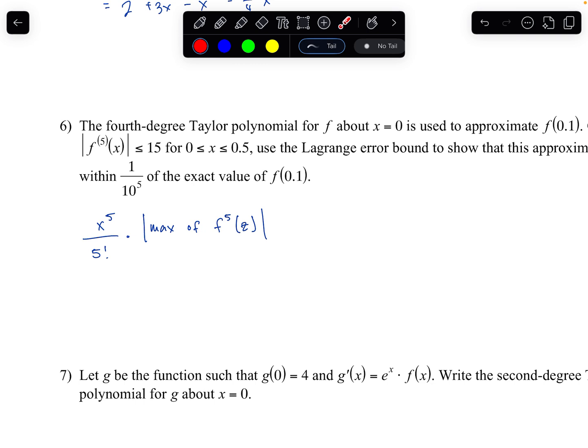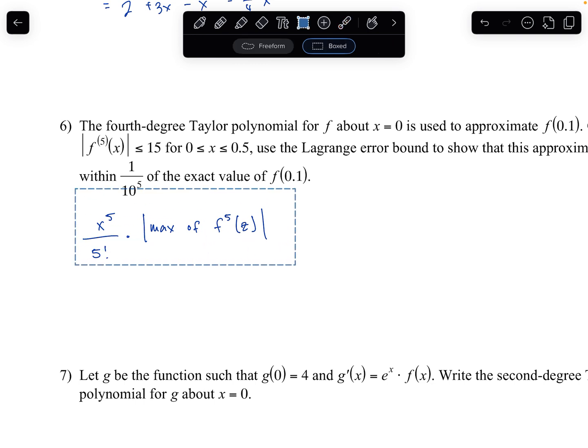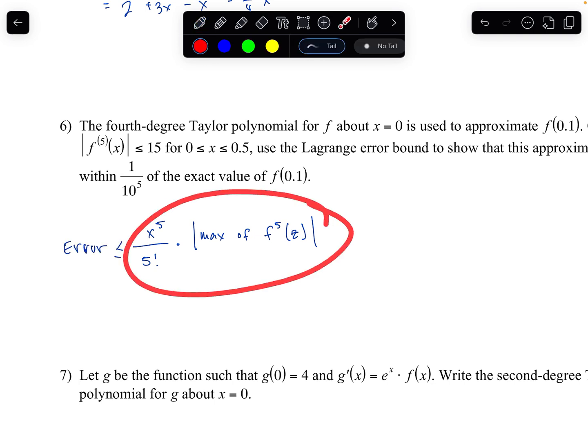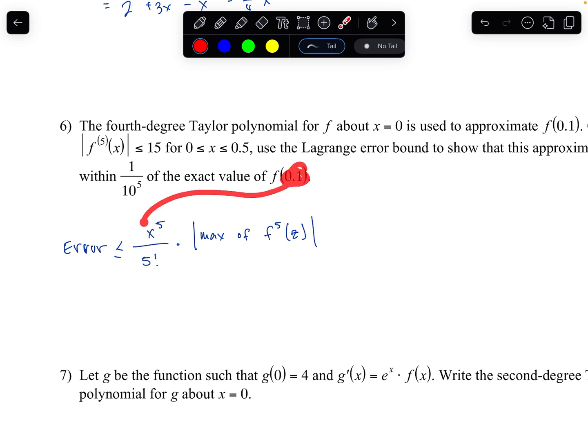Before I write this, I'm going to show that I'm talking about the error. So I'm going to say that the error has to be less than or equal to this expression, and I should plug in 0.1 for x, since that's what we're approximating. So instead of writing x to the 5th, I'm going to write 0.1 to the 5th. Just so you guys know, 0.1 to the 5th is the same thing as 1 over 10 to the 5th.